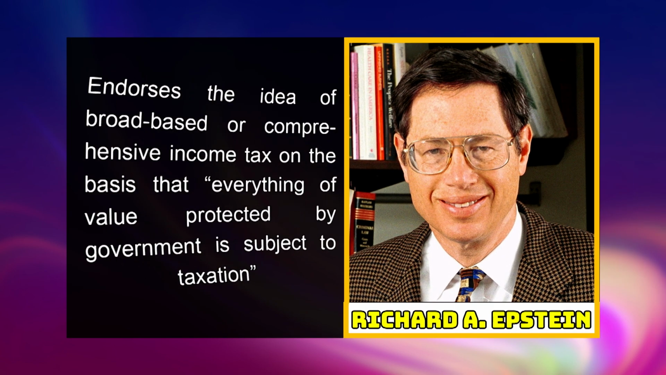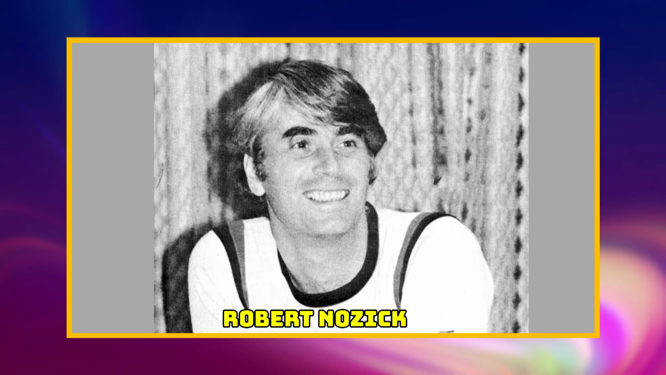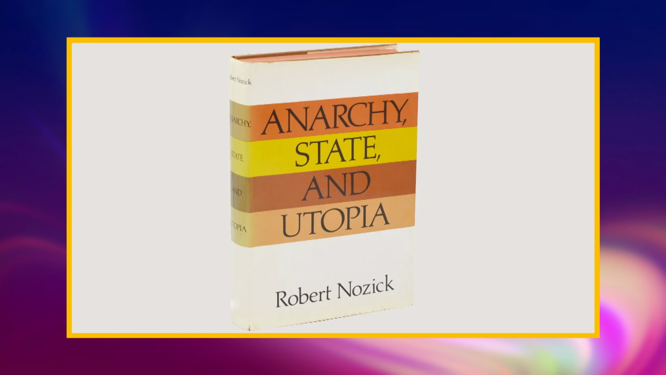Epstein, a libertarian, endorses the idea of broad-based or comprehensive income tax on the basis that everything of value protected by government is subject to taxation. In consequence, it appears that libertarian principles can be relied upon to support all major taxes, so why not Nozick's? However, Stein argues that Nozick disregards any consideration of social utility in Anarchy, State, and Utopia.